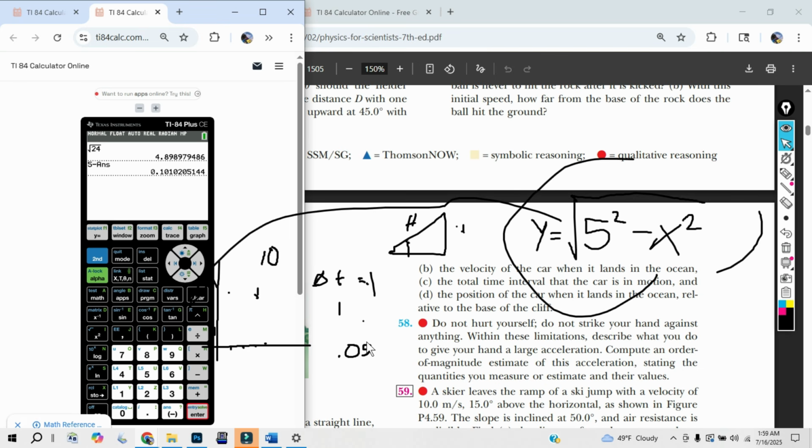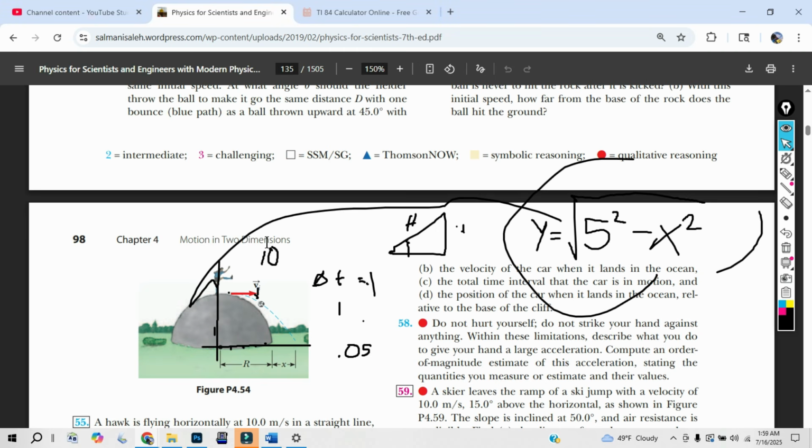So perfect. Even right here, if my speed is 10 meters per second, if I kick it 10 meters per second, which is not too fast, right?